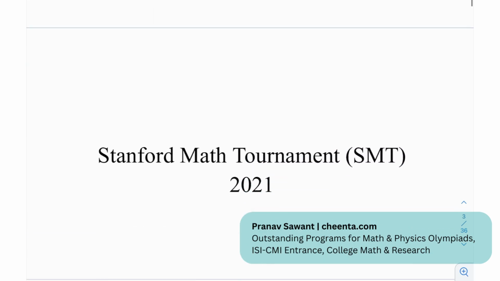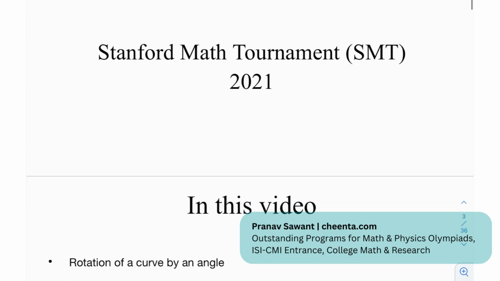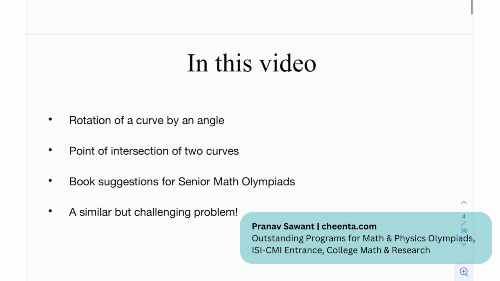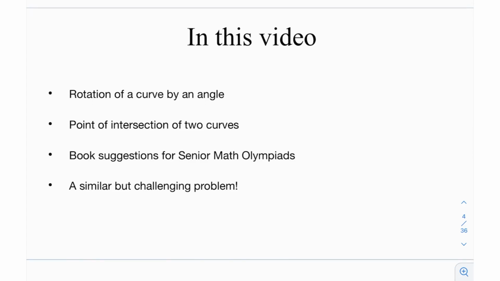So this is a question from the Stanford Math Tournament in the year 2021. In this video, we're going to be looking at the rotation of a curve by an angle theta, how exactly that pans out. Then we're going to be looking at the point of intersection of two curves, which is a very simple technique, but it's quite useful. Then we have some book suggestions for senior math Olympiads, and at the end, a simulable challenging problem.